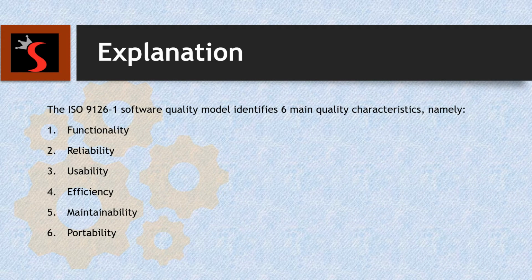Explanation: the ISO 9126 software quality model identifies six main quality characteristics, namely functionality, reliability, usability, efficiency, maintainability, and portability.